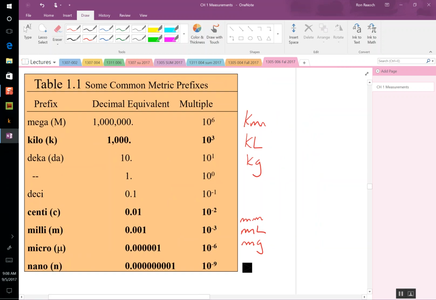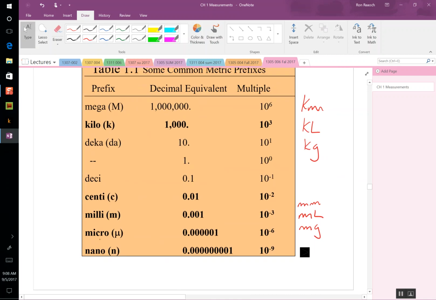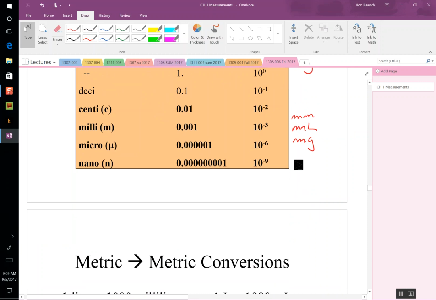If you see this unit, MC, that's micrograms. That is 1/1,000,000th of a gram. So don't get that mixed up. If they say selenium should be 10 micrograms in your diet daily, don't take 10 milligrams. You're taking 1,000 times more of it than you should. So those are important units. Nanotechnology is dealing with small units, okay?